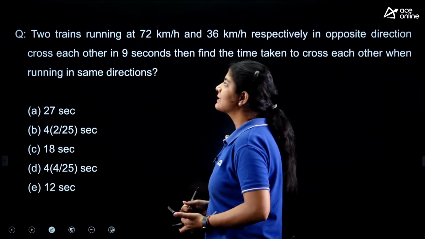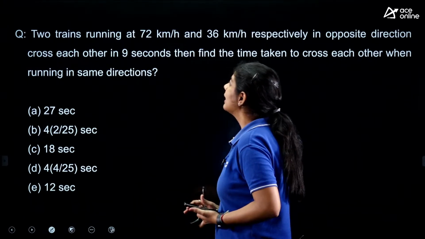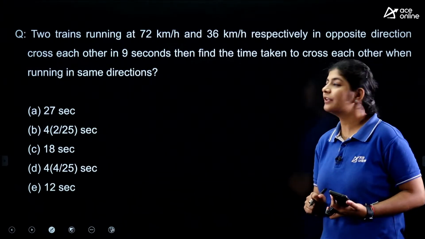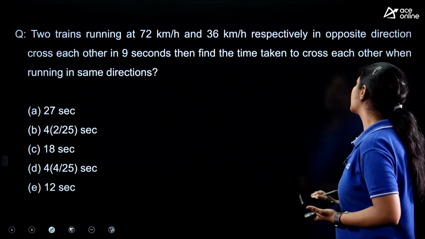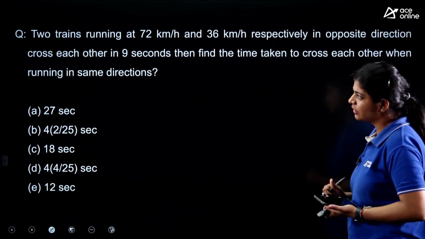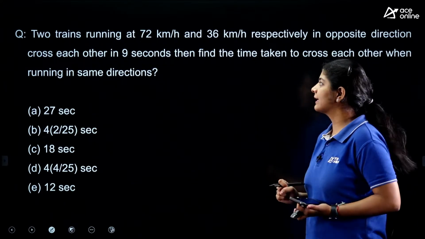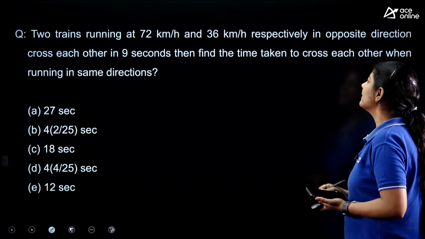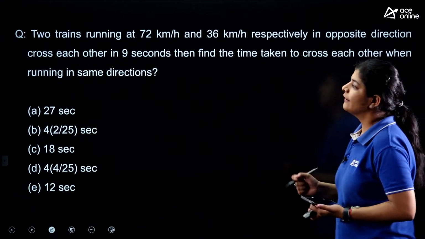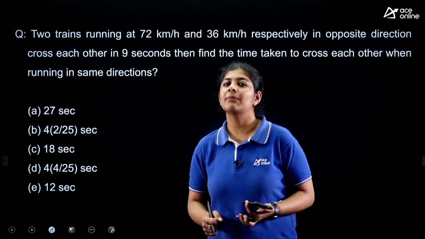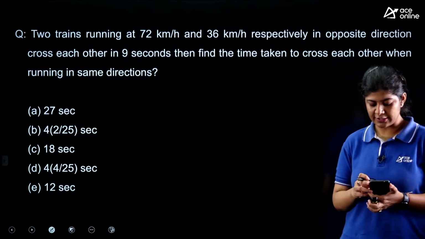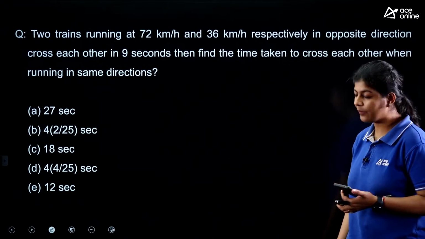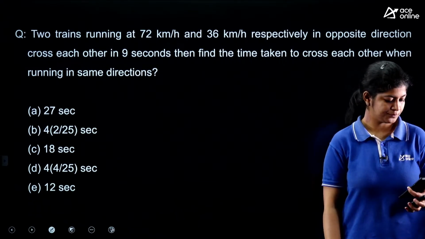The next question says that 2 trains running at 72 kilometers per hour and 36 kilometers per hour respectively in opposite directions cross each other in 9 seconds. Then find the time taken to cross each other when running in the same direction. It is a very easy question. How are we going to solve this one?